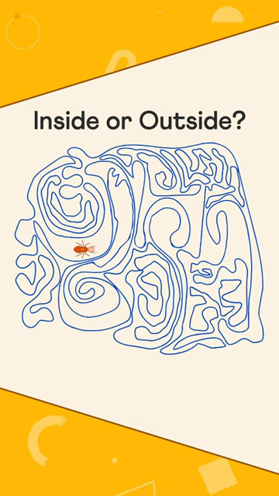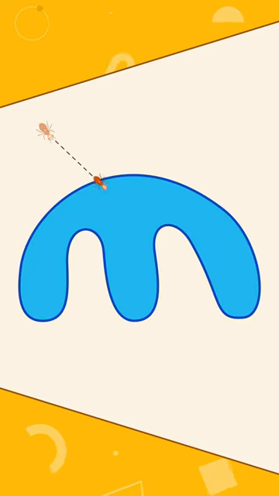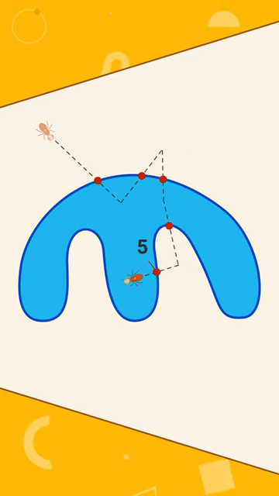It's tricky to tell for this complicated shape, but there's simple logic we can use. Suppose the ant is walking towards a closed shape from somewhere outside. After crossing the boundary once, it's inside. Crossing the boundary twice, it's outside. Thrice, it's inside again. Four times, outside. Five times, inside. See the pattern?